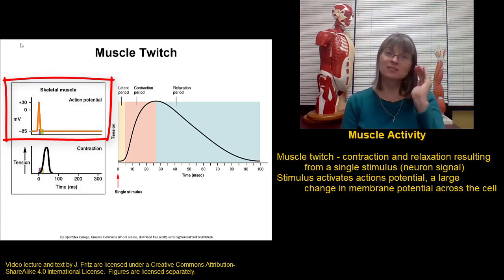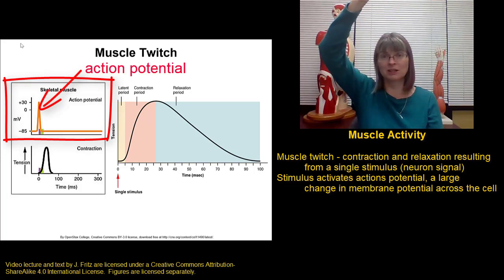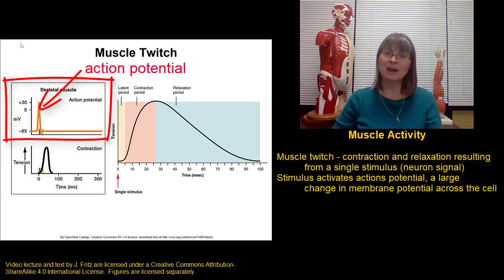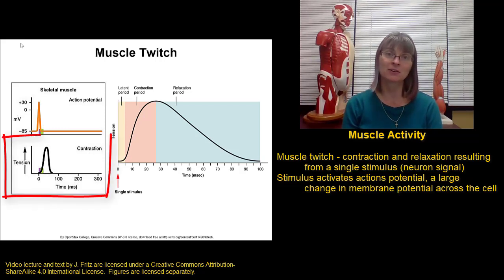We can measure the electrical charge with electrodes. You can see that there's a signal to contract, and then we have a big spike, a big change in the membrane potential, and then that comes right back down. When we have that single spike in the membrane potential, we can see what that does to the muscle itself by looking at the second part of this diagram.